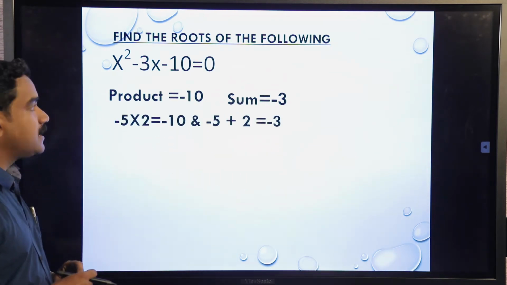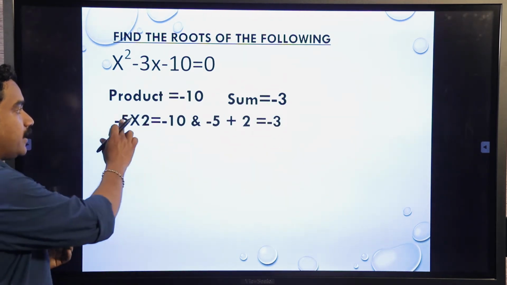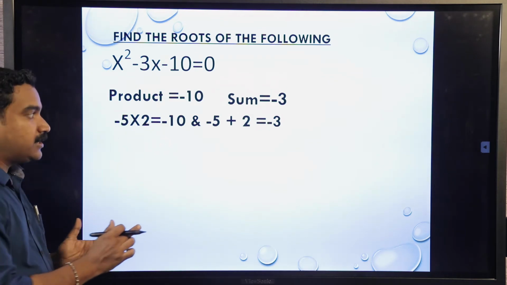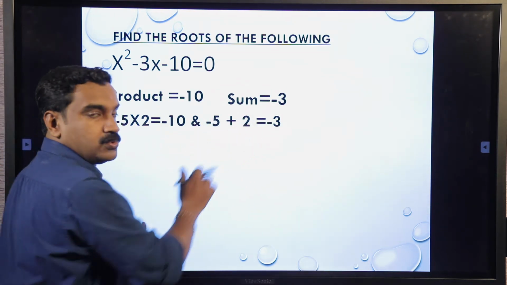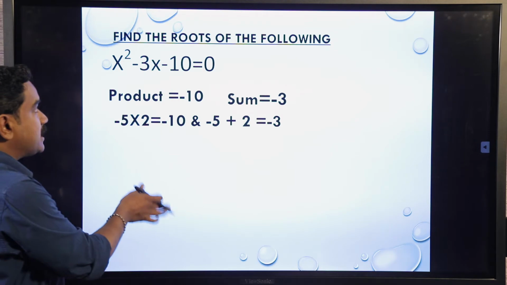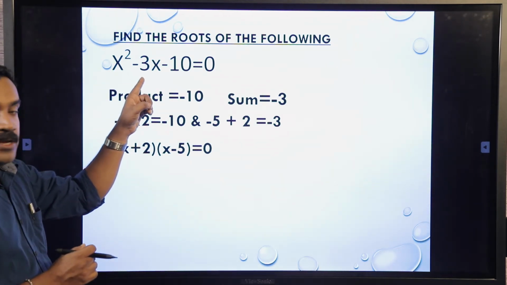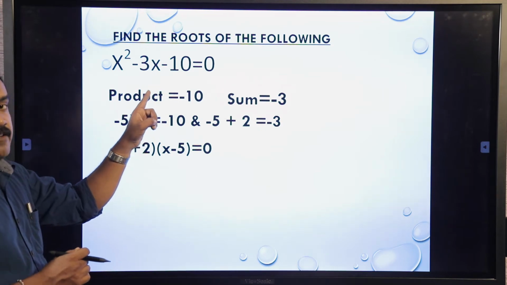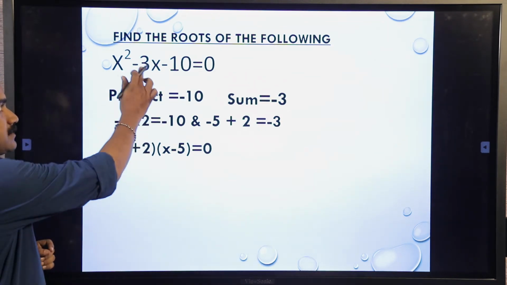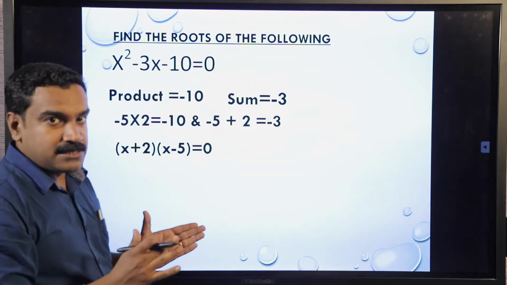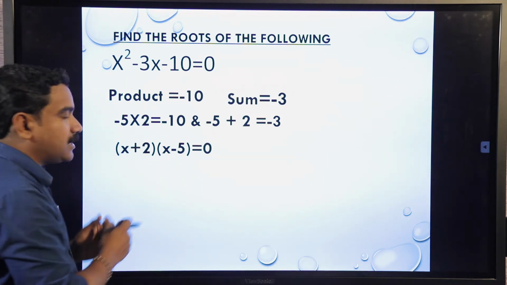Which are the numbers? Negative 5 and 2. Look, negative 5 into 2 is negative 10. If you add negative 5 and 2, you will get negative 3. So we can split the middle term this way: x square minus 3x is actually x square minus 5x plus 2x minus 10 equal to 0.